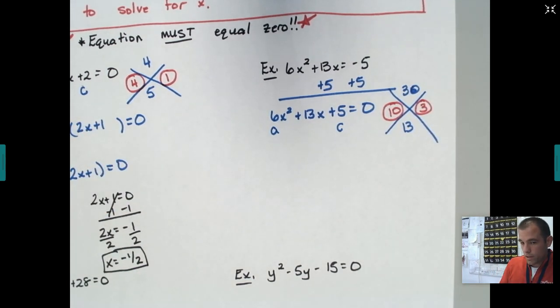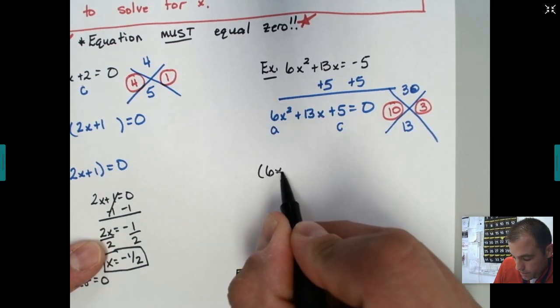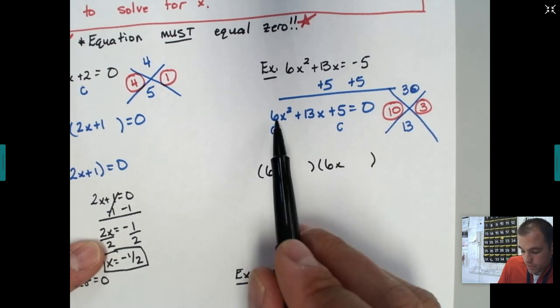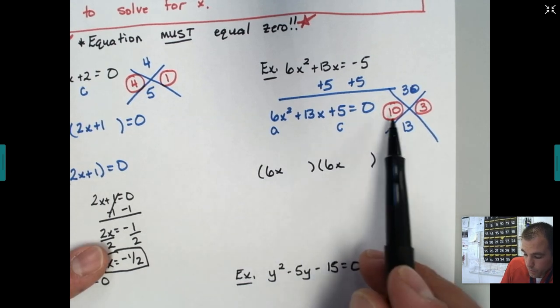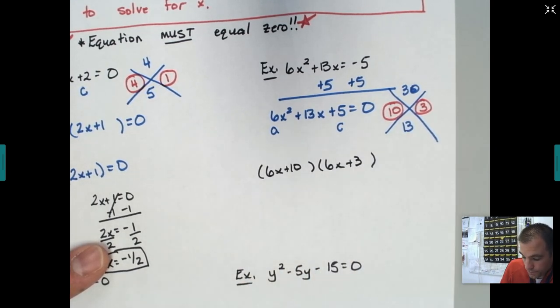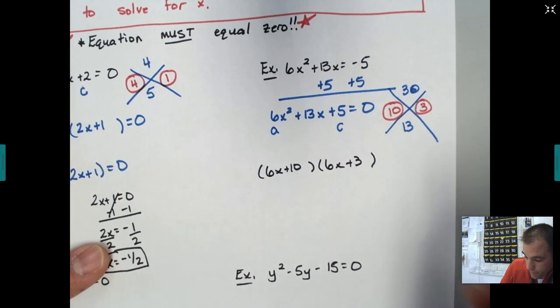All right? So I split up my problem into my parentheses. 6x came first, so that's what I'm going to put first. 6x in both of them. Whatever comes first, put first. Then put my numbers, plus 10, plus 3. And then see if we can divide. And it still equals 0. I forgot my equals 0 on the end.